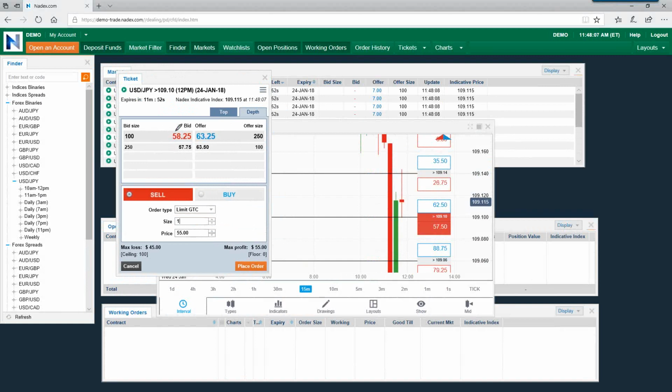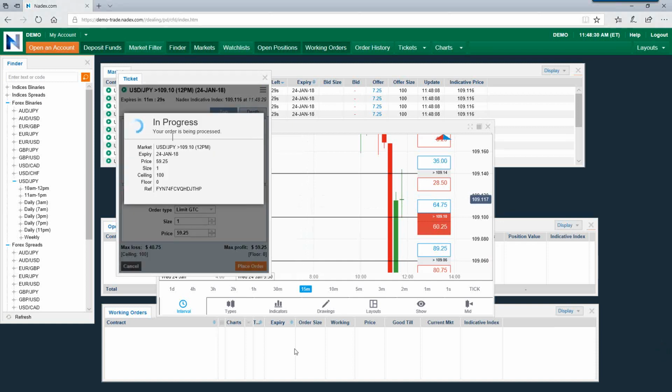If you get into the market at 55, you're selling at 55, your maximum loss is 45, your maximum profit is 55. Now, I'm going to change this to the current price, and I'm going to enter. Now, I want you to notice here, it says my maximum loss is 40.75. My maximum profit is 59.25.